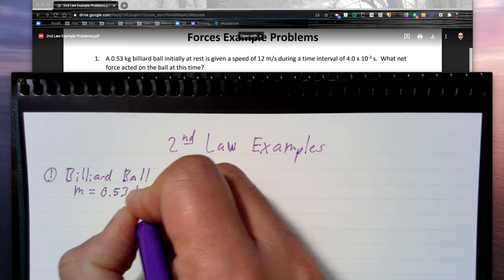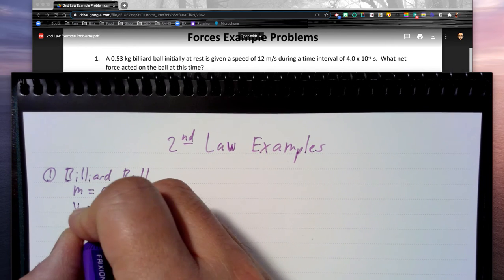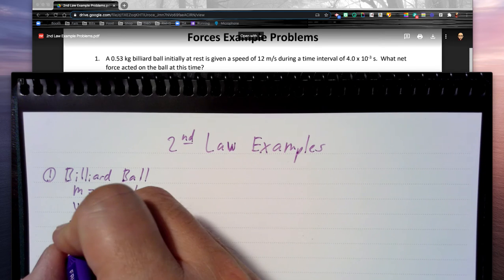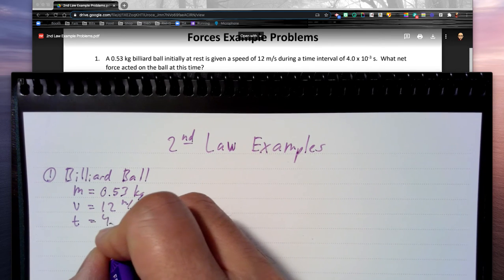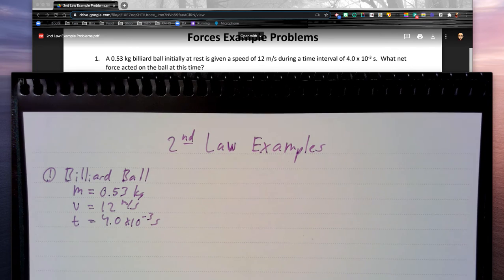The goal here is to teach you how to apply Newton's second law to these situations. The first problem is about a billiard ball, and I'm just going to record some of the information that we get. All of these problems require Newton's second law. When you see a problem that specifically mentions net force, you generally have less to do in the problem.